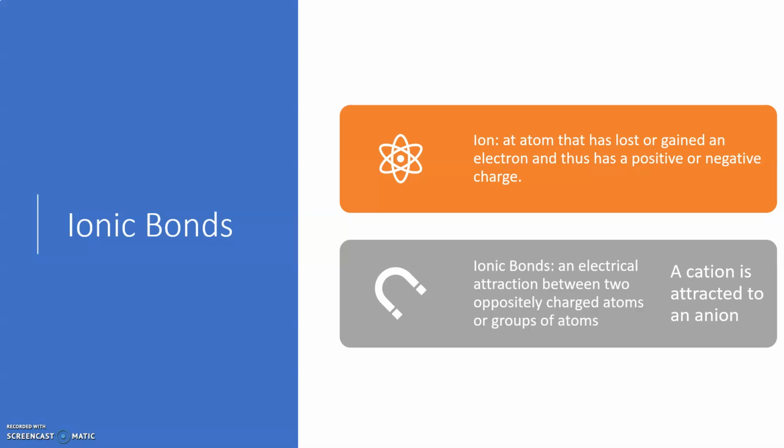A cation is a positive ion. An anion is a negative ion. In an ionic bond, a cation is attracted to an anion. In ionic bonds, there is an electrical attraction between two oppositely charged atoms or groups of atoms.